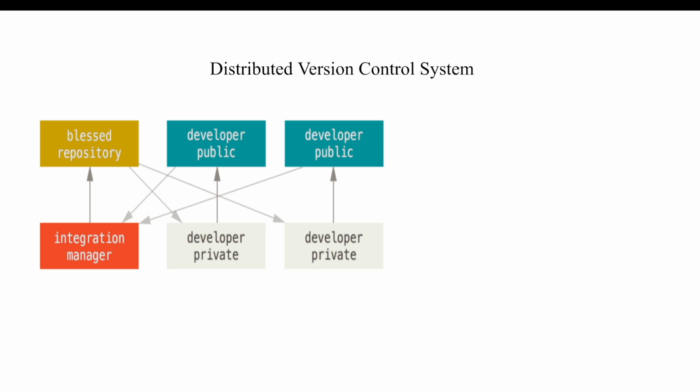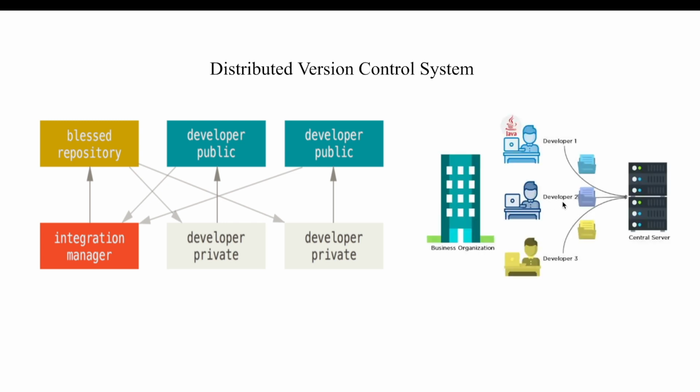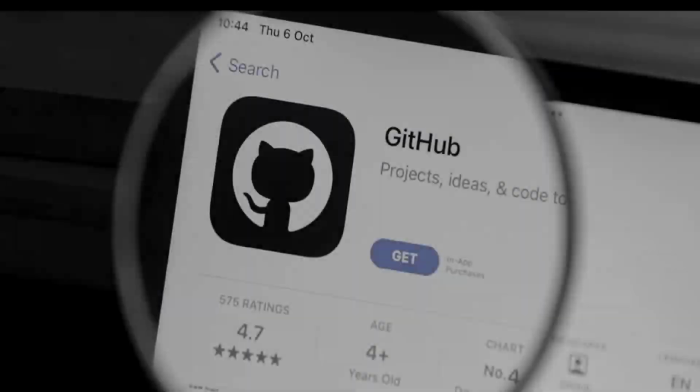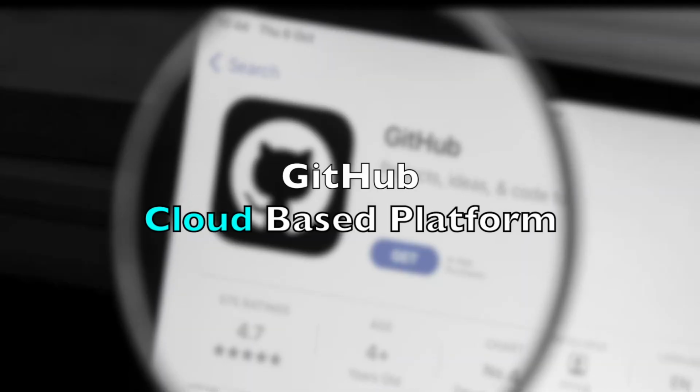Repository means the place or the folder which contains the entire project of your software. This allows for easy collaboration and makes it easy for every developer to work on their project. Earlier than Git, there was a centralized version control system where a single central repository is used to store all versions of a project's files. Now let's move on to GitHub.